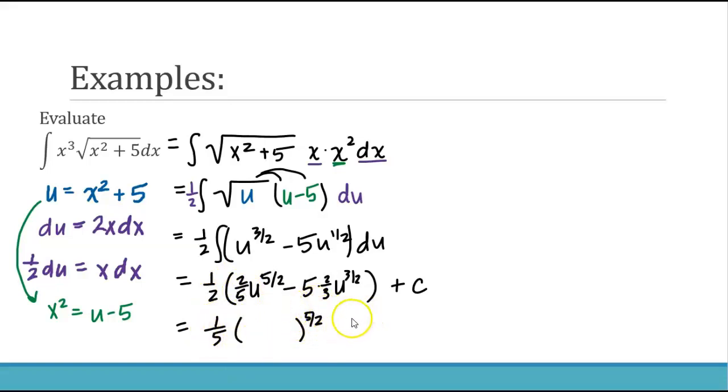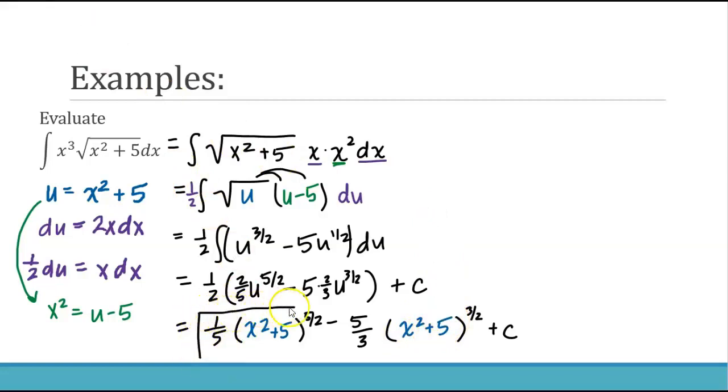So leave a space for that u. And if we distribute in the 1/2 over here, we'll end up with negative 5/3 u to the 3/2 plus c. And plugging that u back in, we get x squared plus 5 as our original u. So here is my general antiderivative.